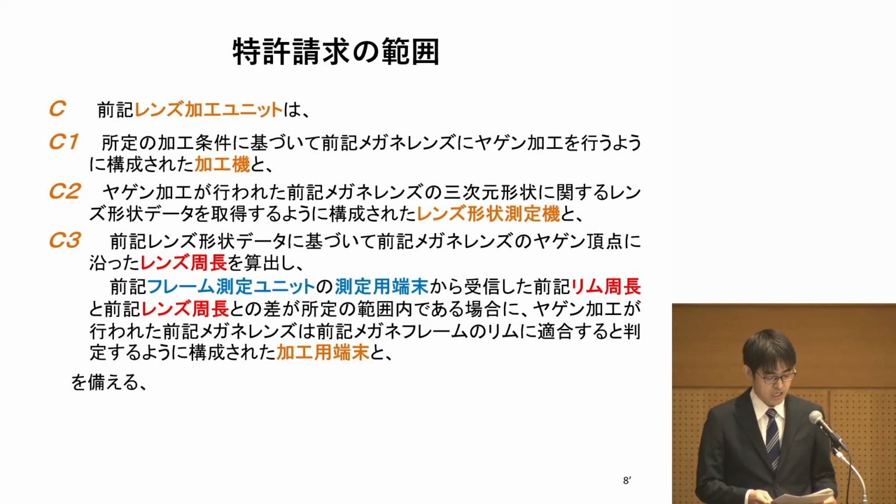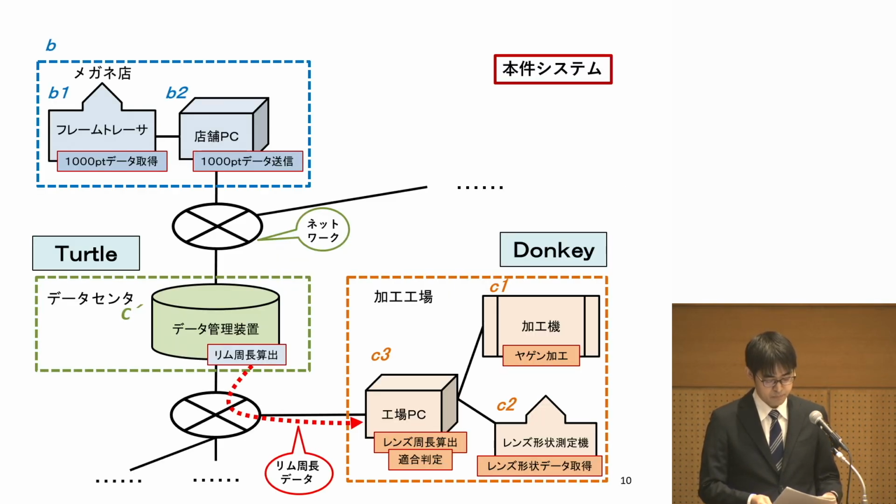So I'd like now to move on to the system used by Donkey in contrast to this invention. Please look at slide 10. As for this system, the same as the invention, the main points are to calculate the rim circumferential length along a groove of the rim based on the rim shape data, to calculate the lens circumferential length along the beveled top of the spectacle lens based on the lens shape data, and to determine that the beveled spectacle lens can be fitted to the rim of the spectacle frame if the difference between the lens circumferential length and the rim circumferential length received from the measurement terminal is within a prescribed range.